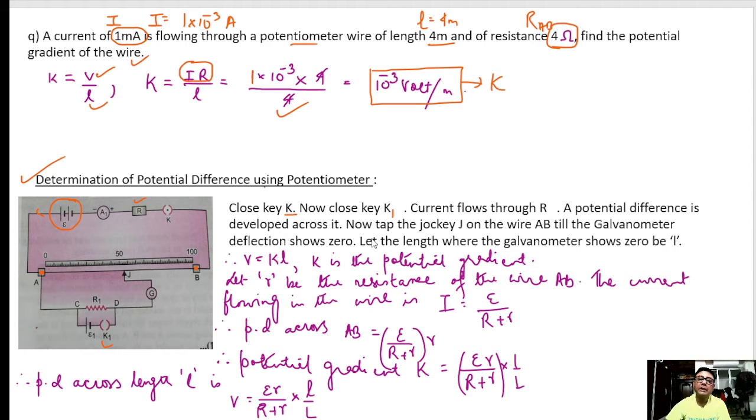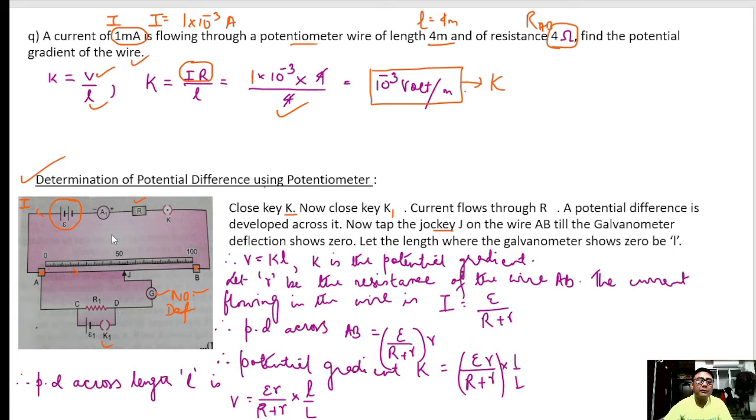Correct? Now tap the jockey J. So we will tap this jockey J and watch the galvanometer deflection shows no deflection. We will keep tapping here. First allow the key to get closed. So current will start flowing from here. So there will be a potential difference created across AB. Now we will start tapping the jockey J until we see no deflection in the galvanometer.